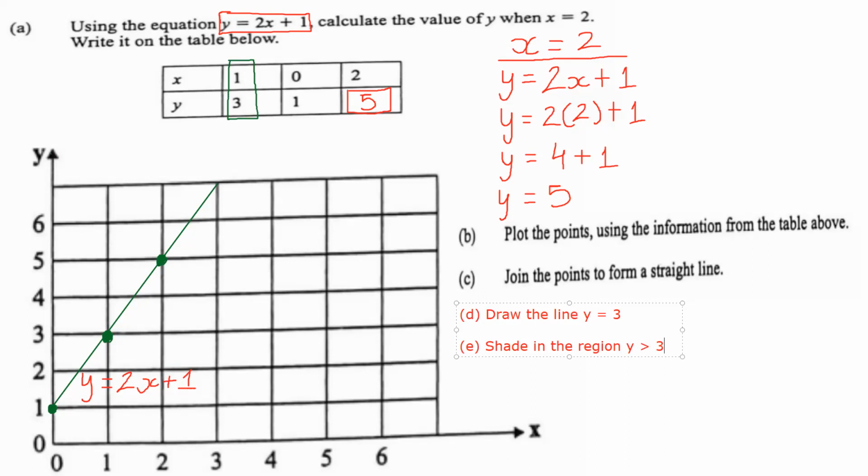Should we do y is less than? Since we already did y is greater than 3, let's do y is less than 3. All right, this is good. So the first thing we're going to do is draw the line y is equal to 3. Can someone tell me where I'm going to draw that line? How are we going to draw it? Anyone could answer. How are we going to draw the line y is equal to 3?